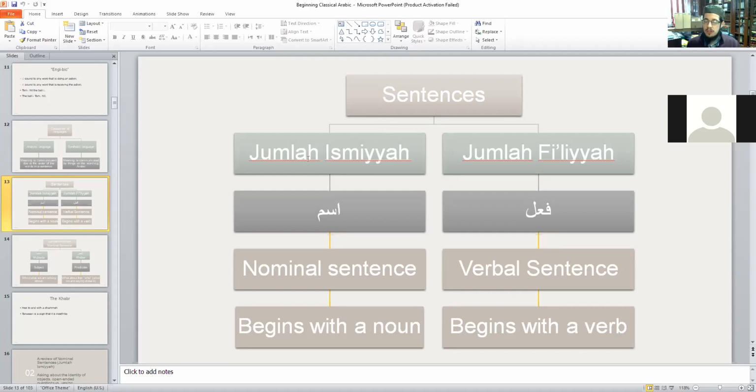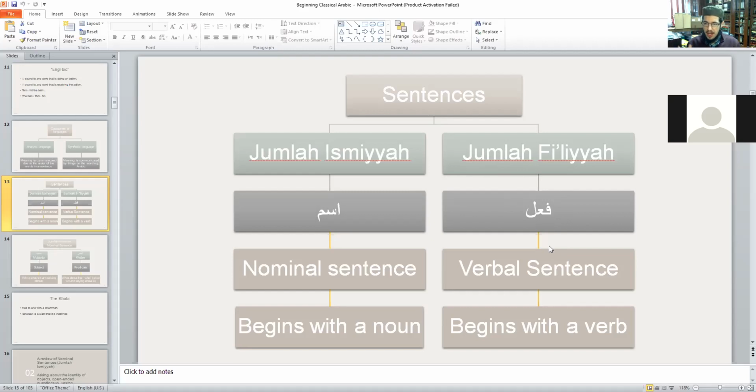One of them is called a jumla ismiya. Jumla is the word for sentence. Ismiya comes from ism, which means noun, literally a nominal sentence. And we have a jumla fi'liya. A fi'l is a verb, and so this is a verbal sentence.